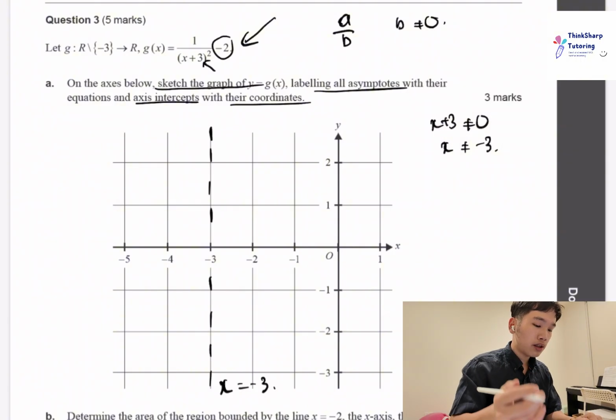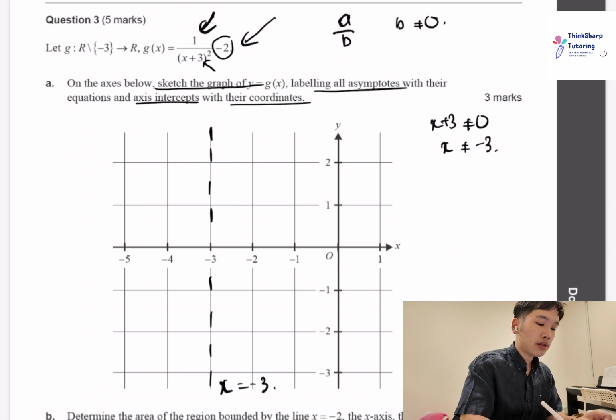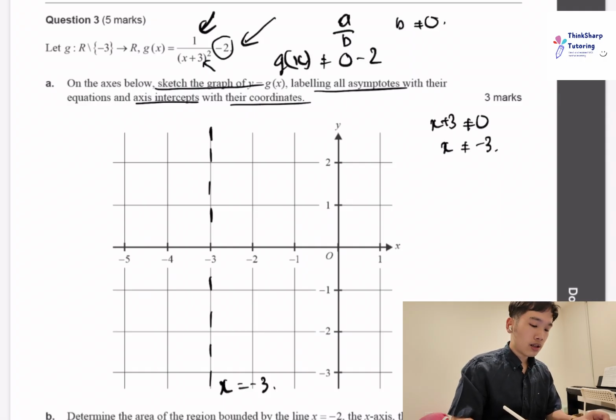That's the vertical one, but the way we work out the horizontal one is, obviously the fraction can't be 0. So g(x) can't be 0 minus 2, which means it can't be negative 2. So there's an asymptote at y equals negative 2. So y equals negative 2 here. And we want the equations of those, right? So those are the equations.